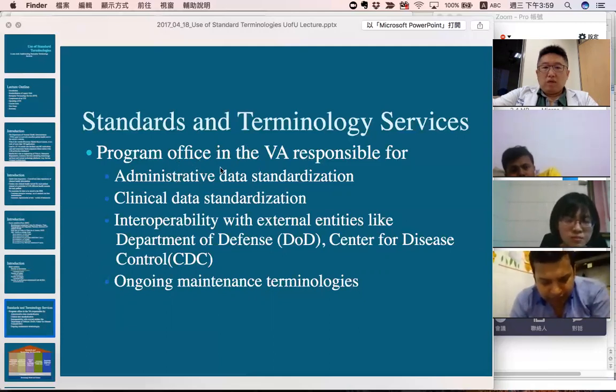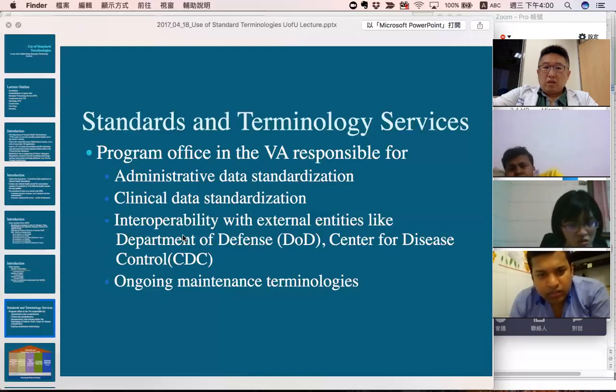So the VA terminology service office will take care of storing the following data, like the administrative data. Okay, so we need the demographics of the patient, billing, that kind of information. In that case, we call it administration data. And of course, the clinical data.